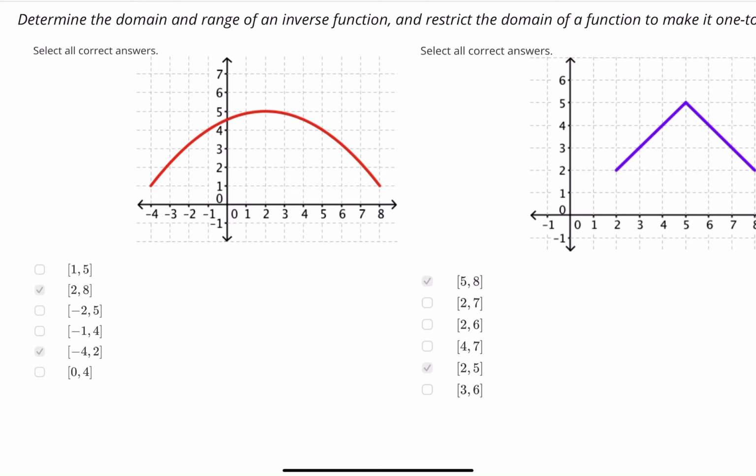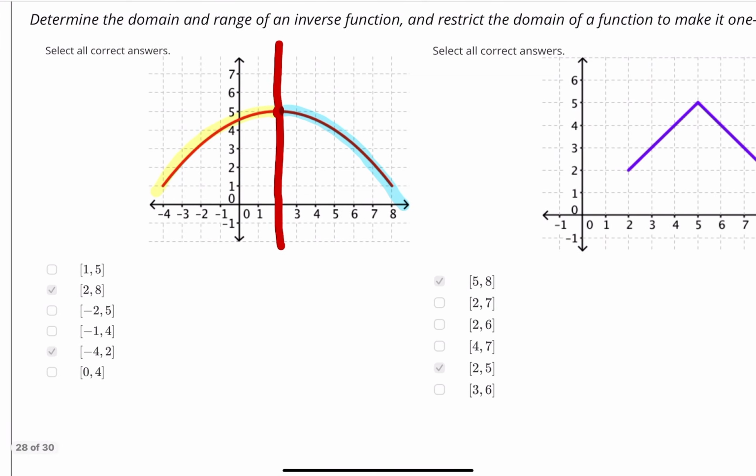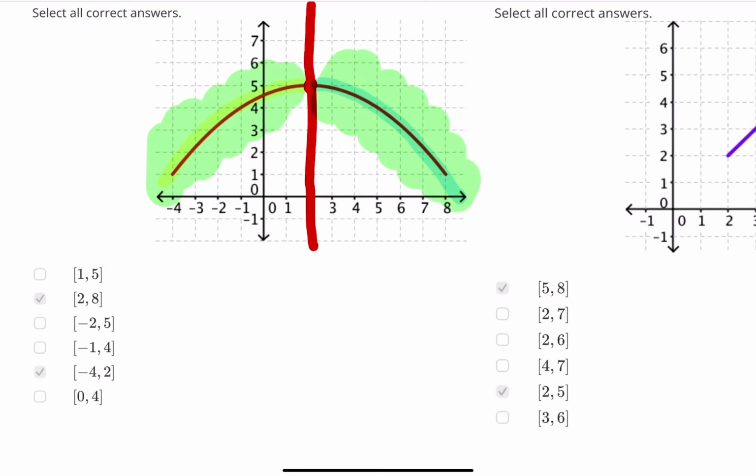So if you see, I'm going to start with the vertex. So this is my vertex here, right? So if I can cut this in half and I only look at this function, can you see that color? If I only look at this part, then that is a one-to-one. Or if I only look at this part, then that's a one-to-one. So the functions that I should take is just this half of the function or this half of the function.